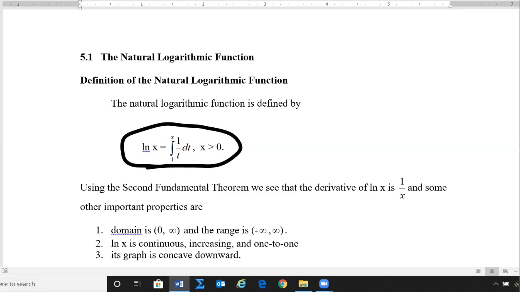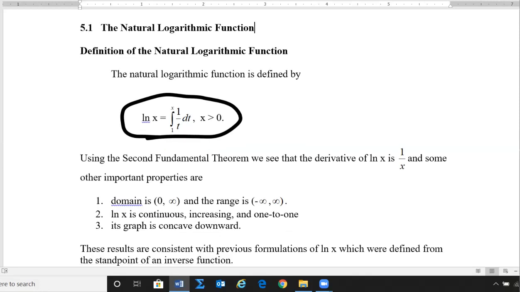From that, we immediately see a few things. The derivative is just 1 over x using the second fundamental theorem. Also, from the integral, we can see that the domain is x greater than 0, stated that way in the definition. The range is not so obvious, but we can have negative values all the way to negative infinity and positives all the way to plus infinity. This is a continuous function. The way it's set up, any value of x greater than 0 is allowable in the domain.